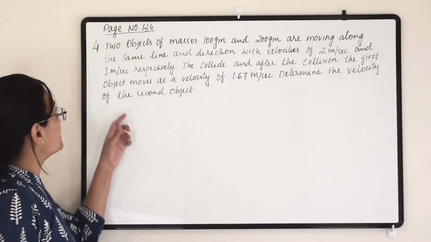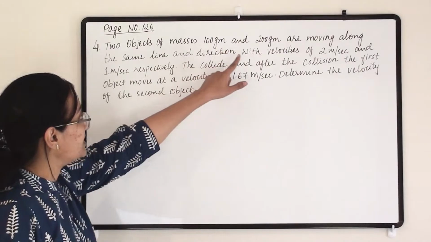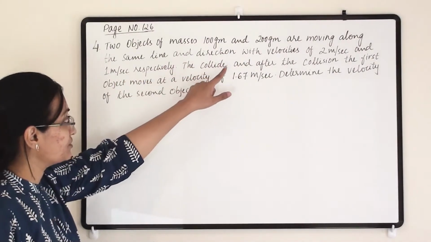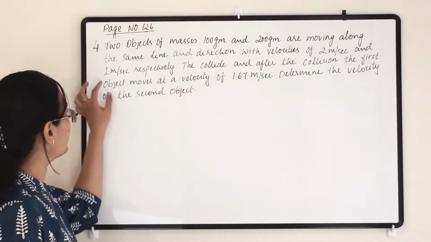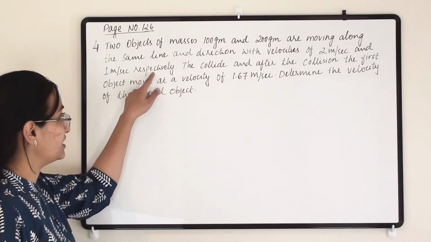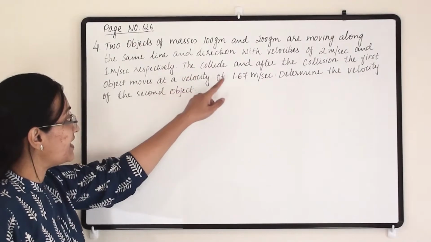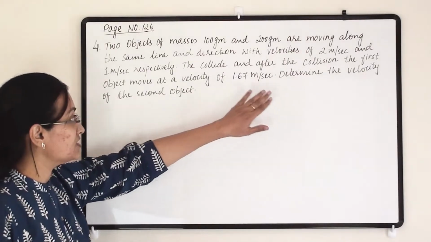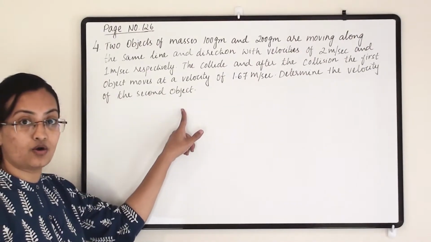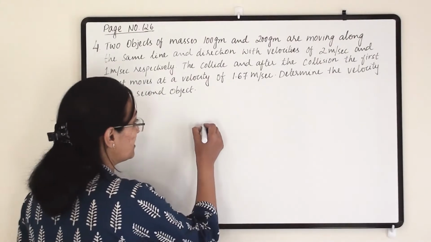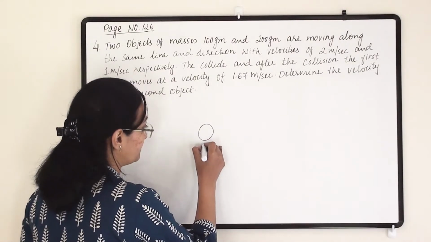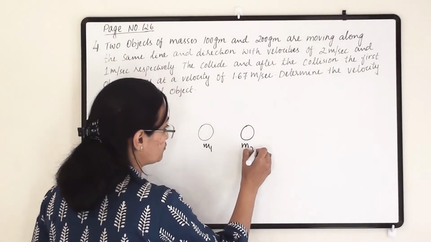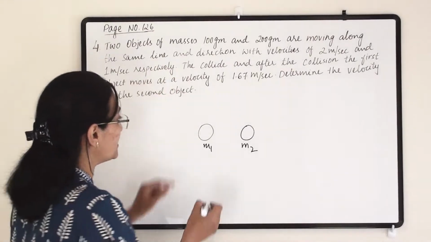Our fourth question is, two objects of masses 100 gram and 200 gram are moving along the same line and direction with velocities of 2 meter per second and 1 meter per second respectively. They collide, and after the collision, the first object moves at a velocity of this much. Determine the velocity of the second object. So here what they are asking us is, this is object 1 with M1, and this is object 2 with M2. They both are moving in the same direction.